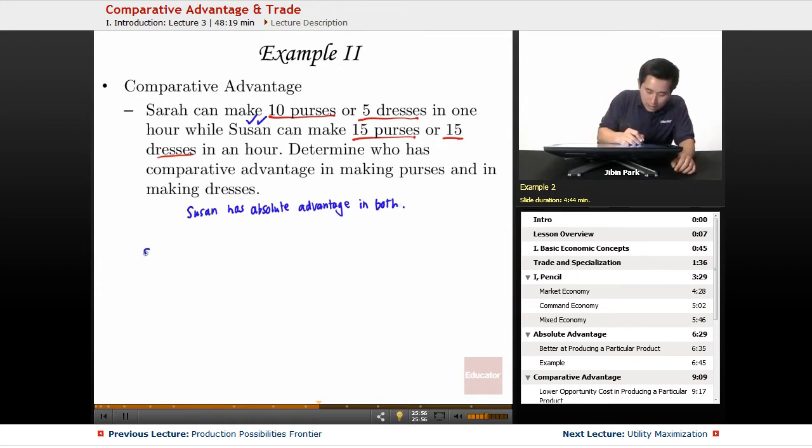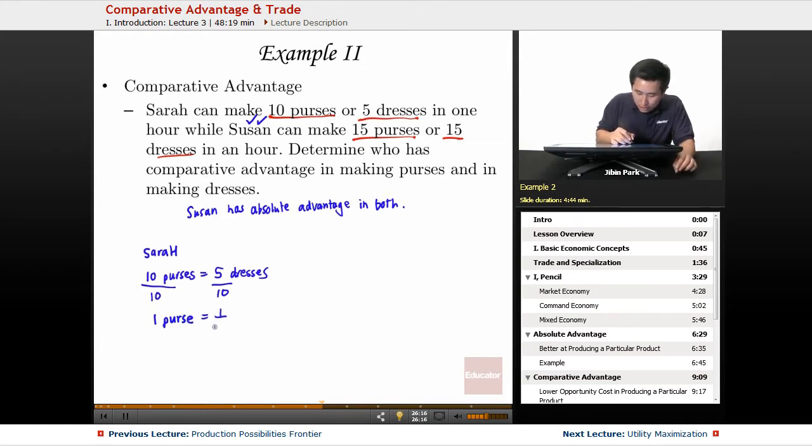So let's go ahead and again work this out here so that you know exactly how to do this. So Sarah, again, 10 purses is going to equal 5 dresses. And you divide by 10. So make this really systematic. This part of the AP curriculum isn't going to be the most difficult, but it can get a little bit tedious. So if you practice this over and over again, then you'll get the hang of it here. So 1 purse is going to equal half of a dress. 1 purse equals half of a dress. Well, if you find the reciprocal of this, 1 dress will actually equal 2 purses.